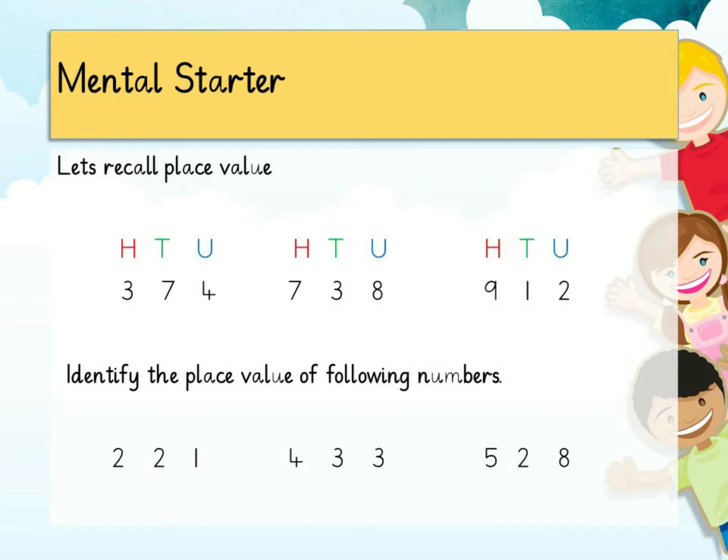Let's start the lesson by recalling place value. Look at the first row of numbers with the place value identified at the top. This is 374, 738, 912. You have to identify the place value of the second row having 3 numbers. Do it yourself and take your time.